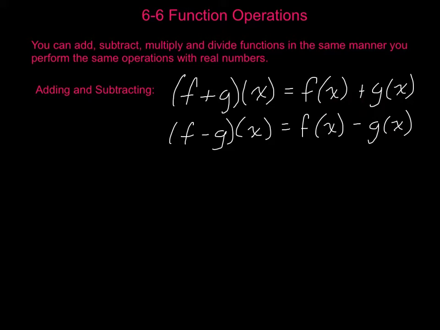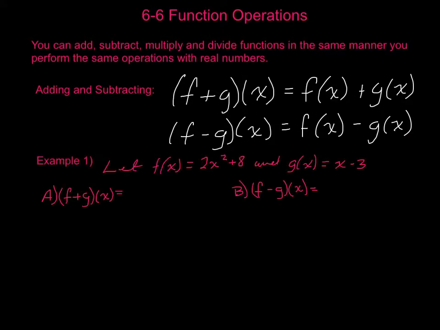For subtraction, you will sometimes see f minus g of x, and all that means is f of x minus g of x. Let's do an example. For example 1, we're going to let f of x equal 2x squared plus 8 and g of x equal x minus 3. There are two parts. For A, we're going to find f plus g of x, and for B, we're going to find f minus g of x. So for f plus g of x, again, that means f of x plus g of x.